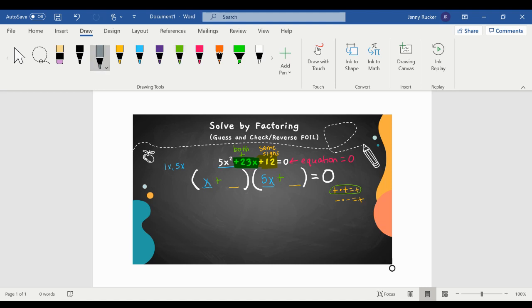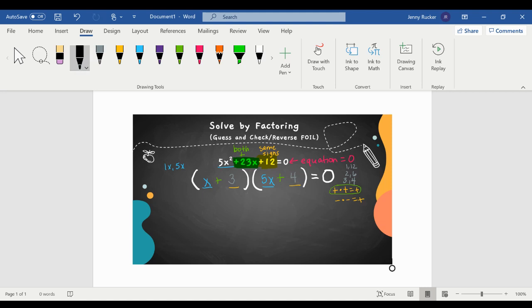Now we need to find our last times our last. These numbers must multiply to get to 12. So let's think of the factors of 12. We could do 1 and 12. We could do 2 and 6, or we could do 3 and 4. This is where some of the guessing comes in. Let's just try 3 and 4. So we'll place the 3 here and the 4 here.